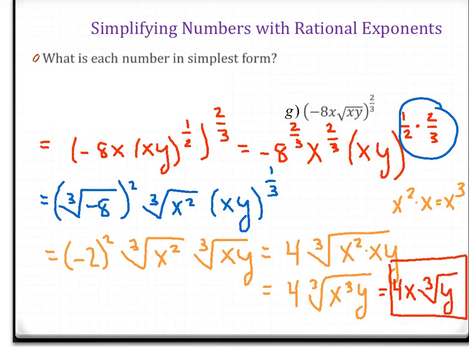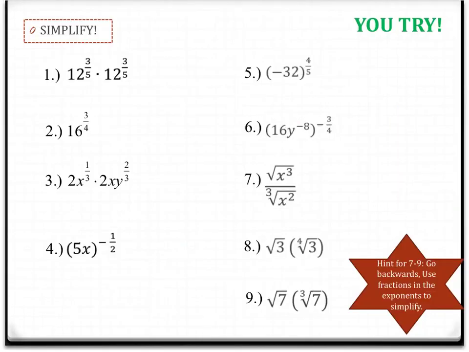So lots of steps, but showing all your work, make sure that you don't miss a property somewhere and you don't confuse yourself, so make sure you show all your work. Alright, so now it's your turn to try. So remember all of your exponent properties, remember how to switch from exponential to radical form, and for these last few you might want to switch to exponential form to be able to simplify.